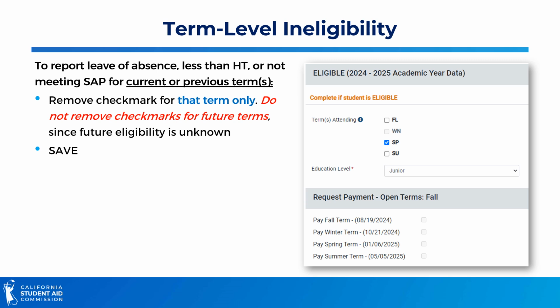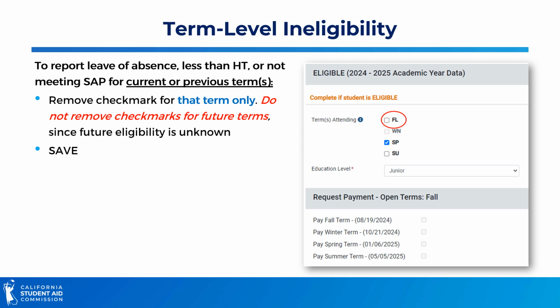Now let's take a look at how to report term level ineligibility. To do so, simply uncheck the box for the corresponding term in the Terms Attending section and click Save. In this example, the fall term was unchecked, which means that the $2,500 that had been held in reserve for this student for the fall term will instead be recycled to the next waitlisted student.